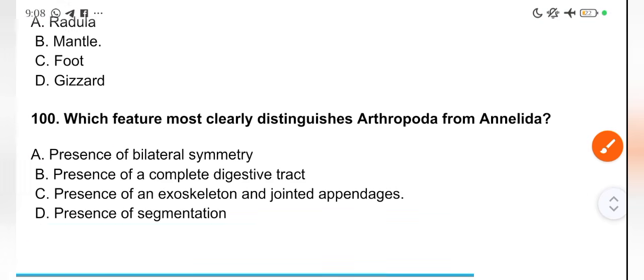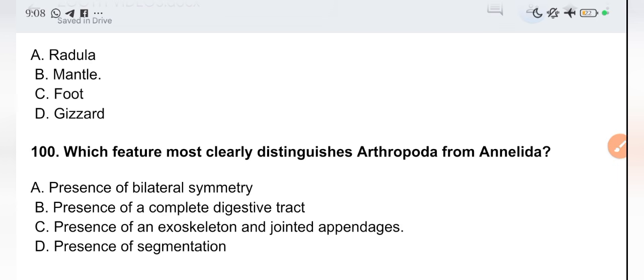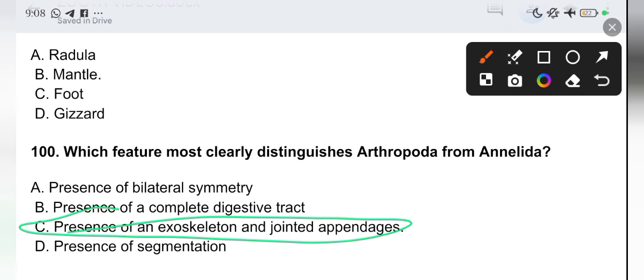Then to the last question, but not the least, is which feature most clearly distinguishes Arthropoda from Annelida? It is the presence of exoskeleton and jointed appendages. So we have come to the end of this revision video for ZOO111.